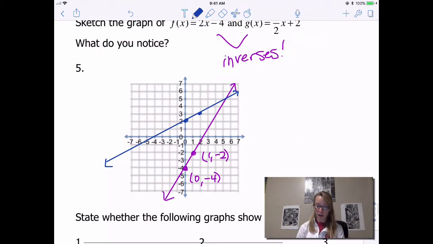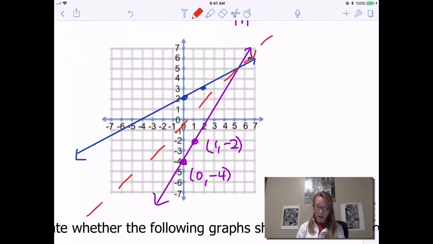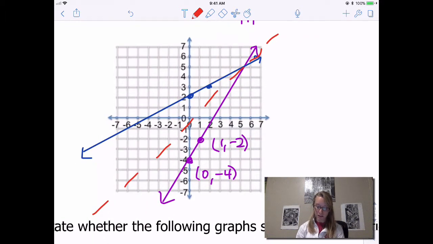So I want you to notice this. If I drew the line right here, y equals x, so like corner to corner, if I folded this graph from the top left corner to the bottom right corner, the blue graph would actually lie right on top of the purple graph. So I could kind of fold that in half.